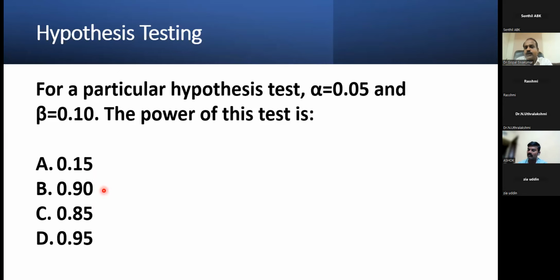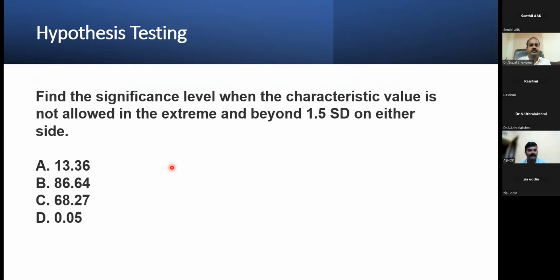But in this case, they are talking about the power of the test. So you must understand the beta risk. Beta risk is 10%, so power of the test is 90%. If I change beta risk to 20%, then what will be the power? 80%. That's all.